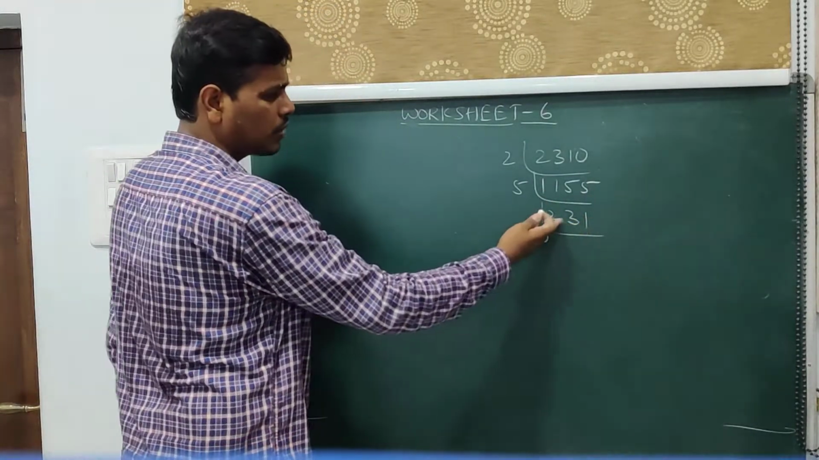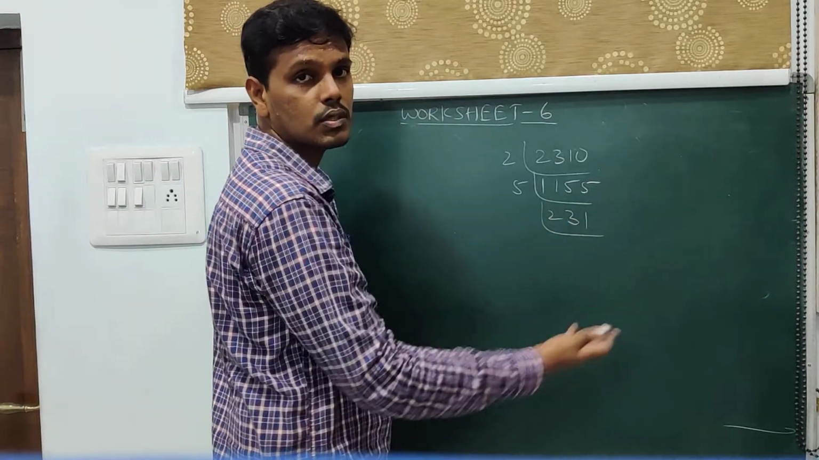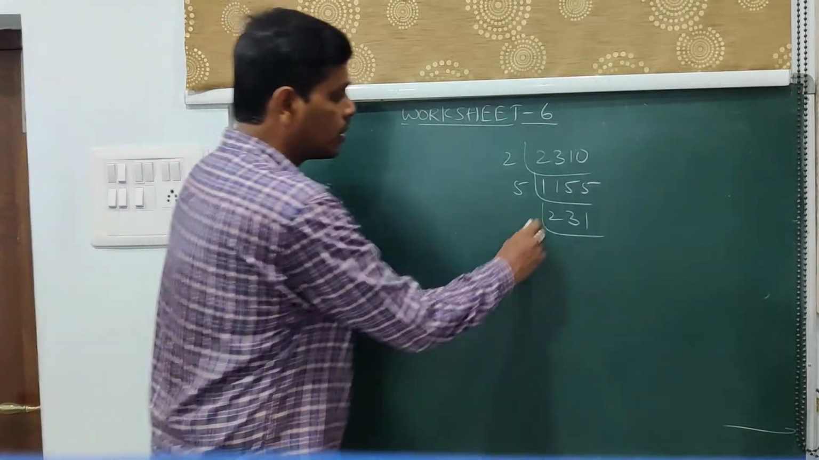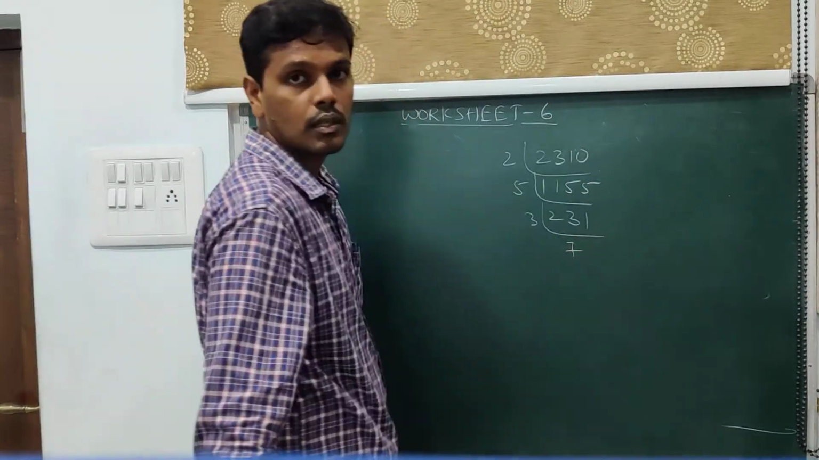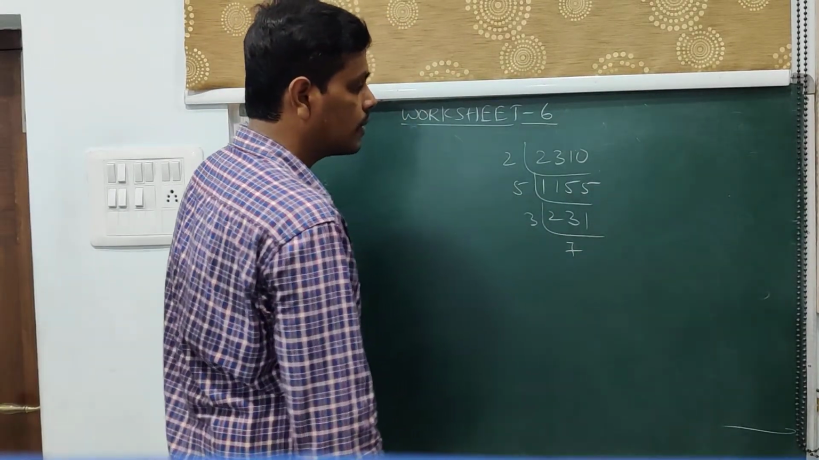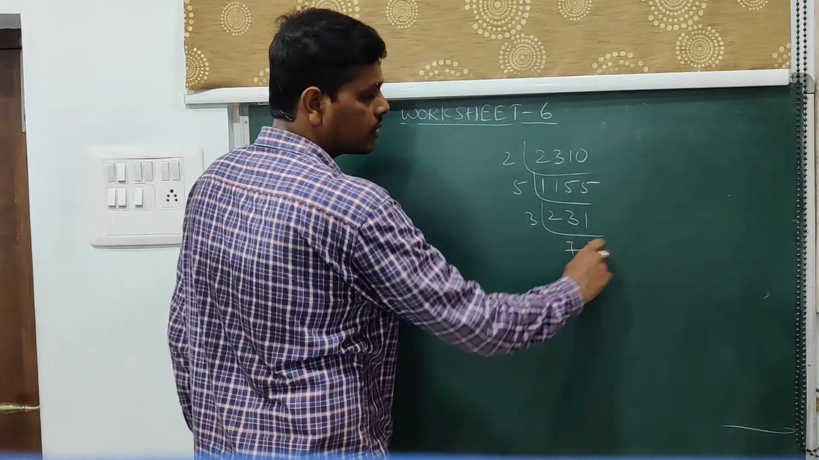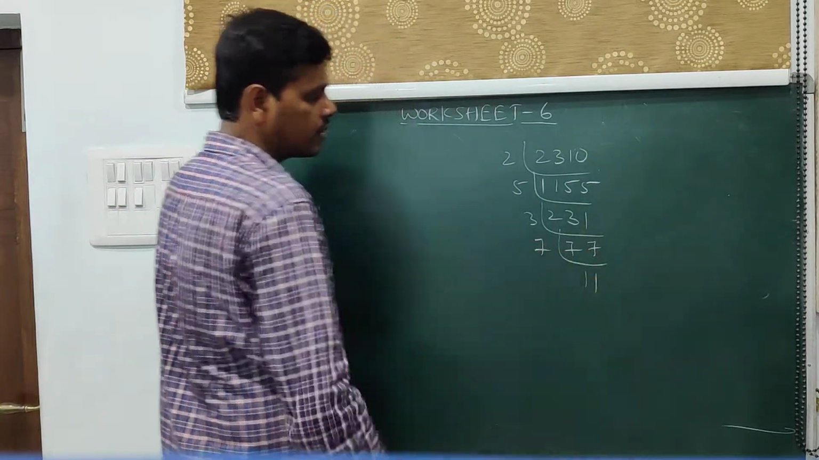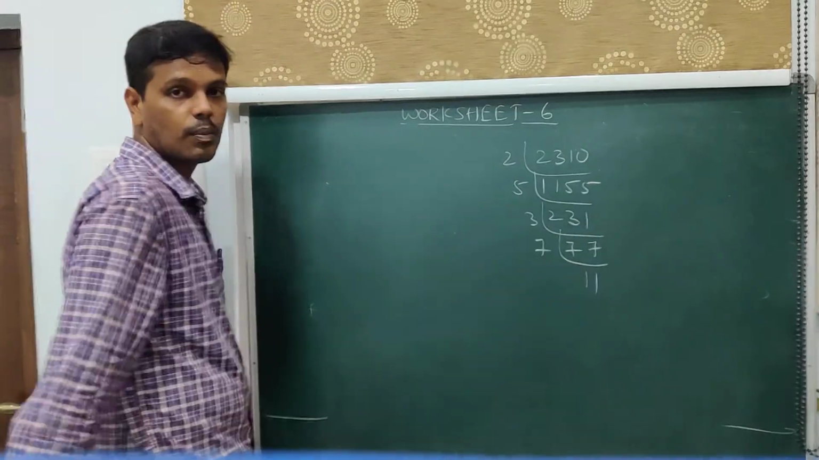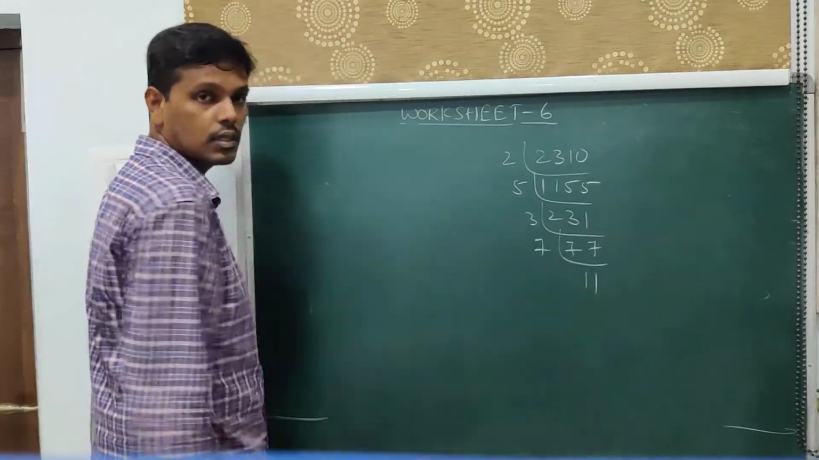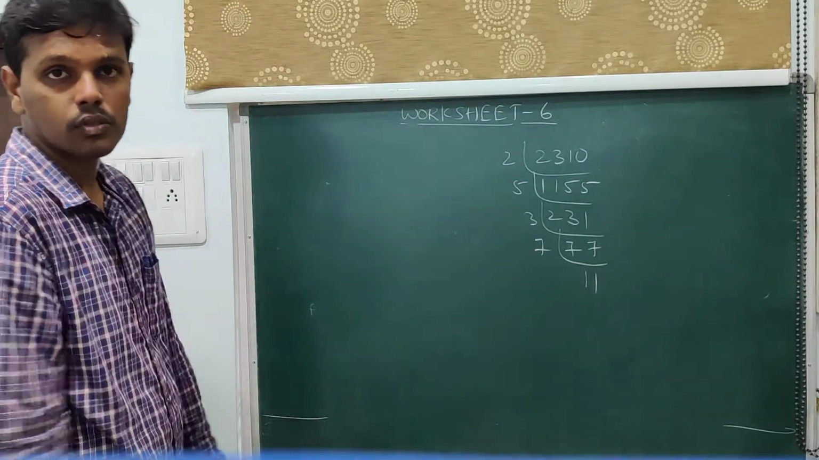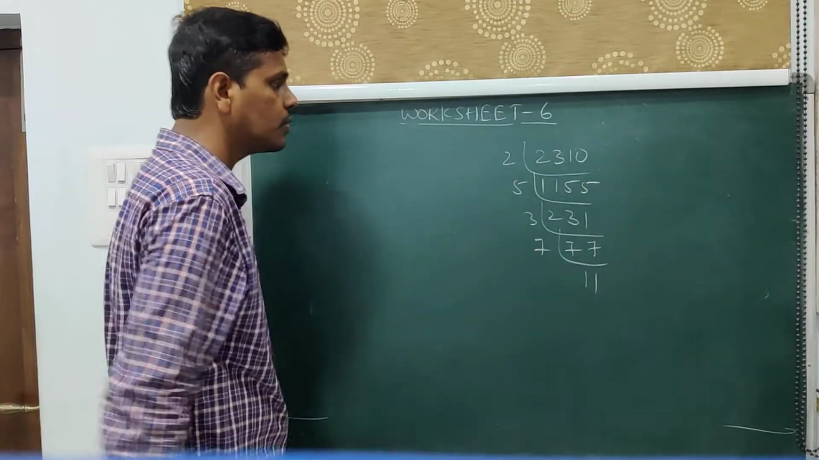Apply the divisibility rule of 3. 2 plus 3 is 5, 5 plus 1 is 6. 6 is divisible by 3, therefore that number is divisible by 3. So 3 7s are 21. Again you will be left over with 21. 3 7s are 21. Then it goes in the 7 table. 7 1s are 7, 7 11s are 77. So we have arrived at all the prime numbers. It cannot go further, it cannot be divided further because 11 is a prime number. Whenever you have a prime number, you will stop there.